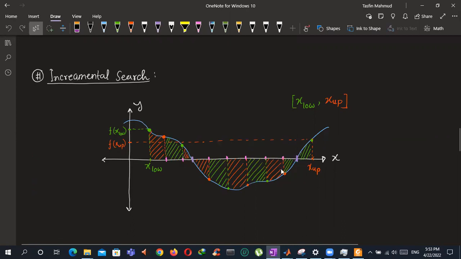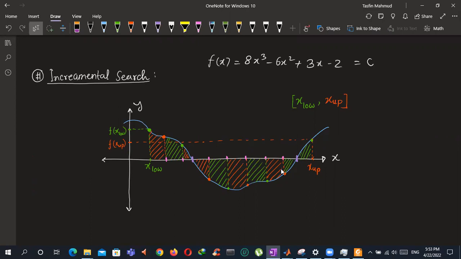If our polynomial looks like this, let's assume we have been given a polynomial 8x cubed minus 6x squared plus 3x minus 2 equals 0. We have to solve the equation here. We can easily understand we have 3 roots here, as it is a third order polynomial. So your task is to find all the roots. You may expect this type of problem, that you will have to find all the roots of a polynomial. Clear?